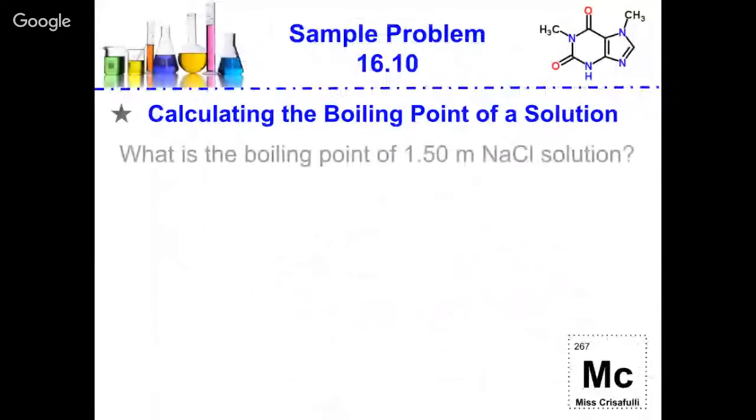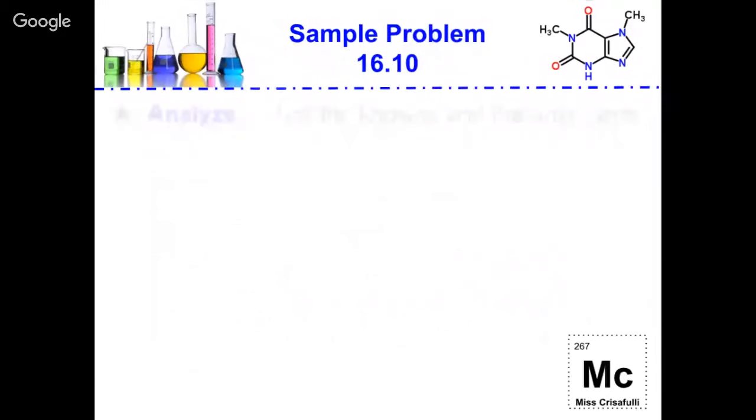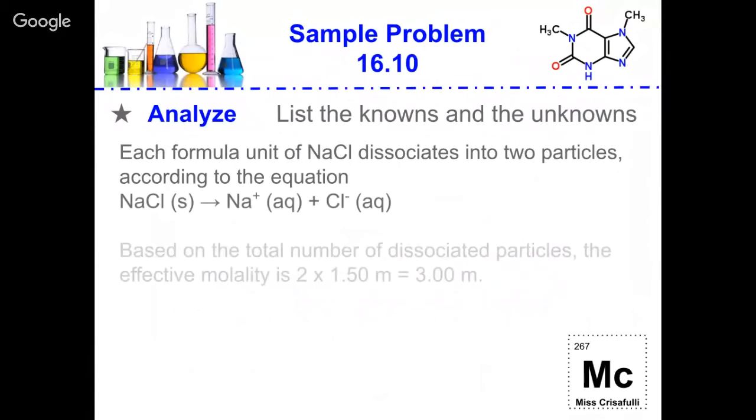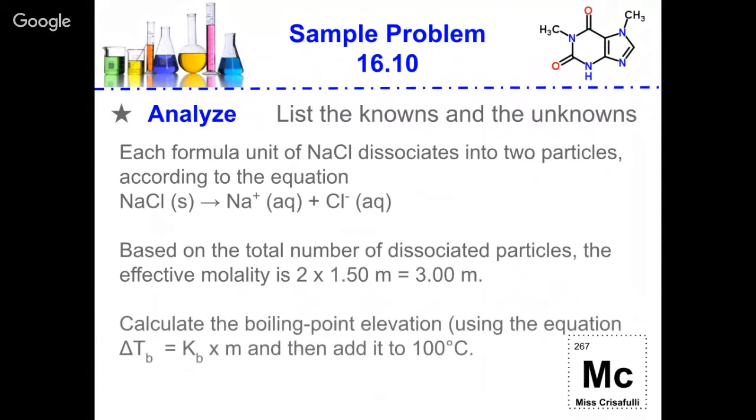Now let's talk about the boiling point elevation. So what is the boiling point of a 1.5 molar NaCl solution? So we know that NaCl dissociates into 2 ions according to the following equation. And we know that our molality concentration is going to be twice as much because we have 2 ions in that solution. So it's going to be 3 molal. And then we're going to calculate the boiling point elevation using our equation.